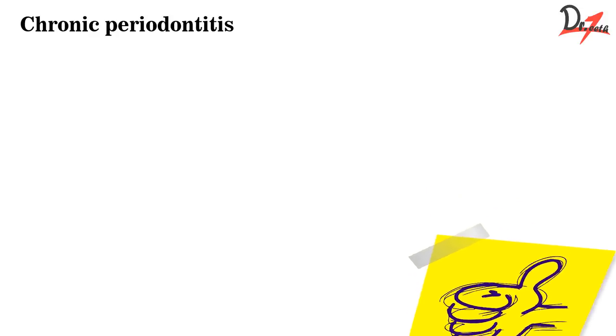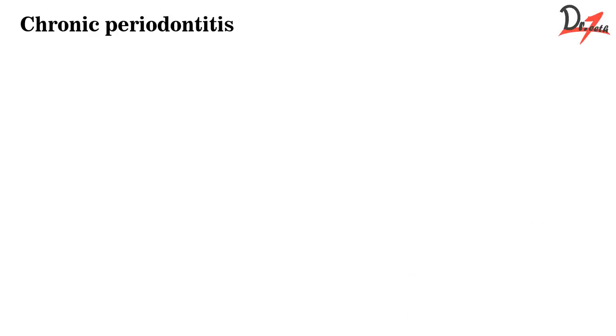Okay, so let's proceed. So let's have a look at the term chronic periodontitis. So chronic here denotes that it is a slowly progressing disease. Okay, it is a slowly progressing disease. And periodontitis, already you must be knowing that it is inflammation of the periodontium. Whenever we have itis, it denotes inflammation. So periodontitis, inflammation of the periodontium.